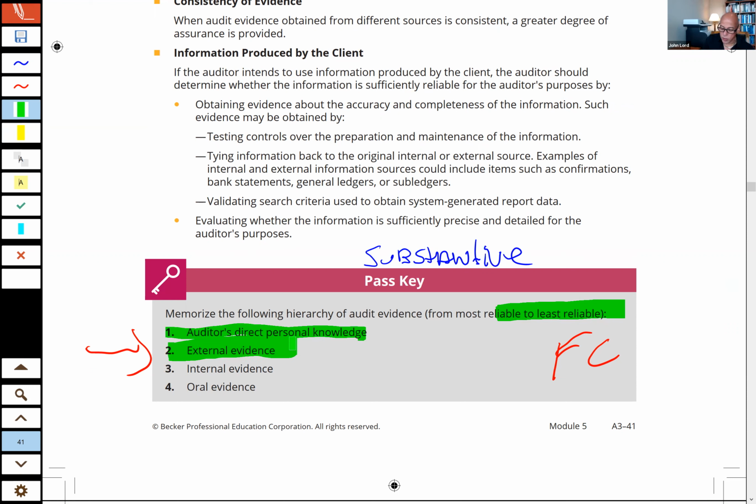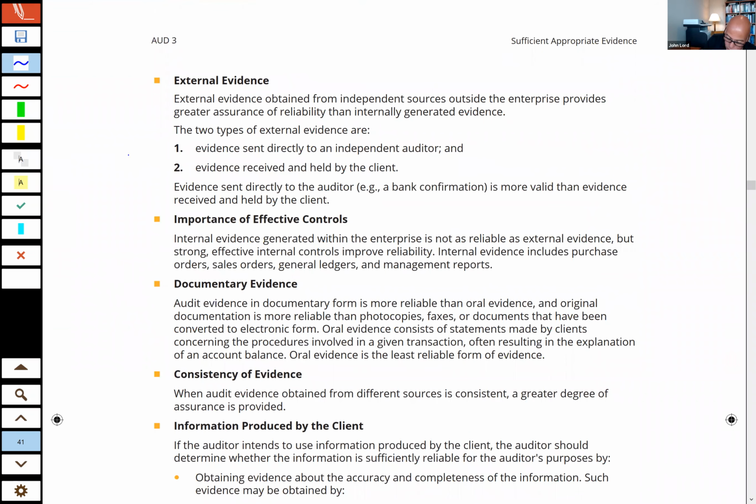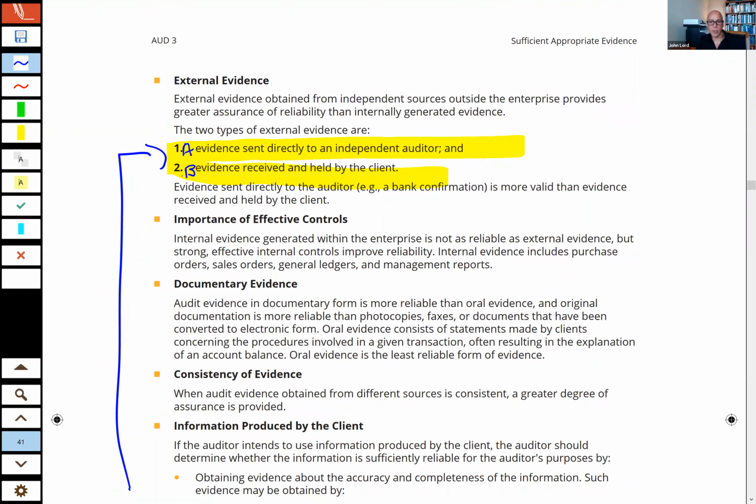Next is external evidence, which is more persuasive than internal evidence. Oral evidence is the least persuasive. Now, the only thing I need you to add to this flashcard is, when we look at external evidence, there are two calibers of external evidence. So there's sort of a 2A, 2B kind of thing.